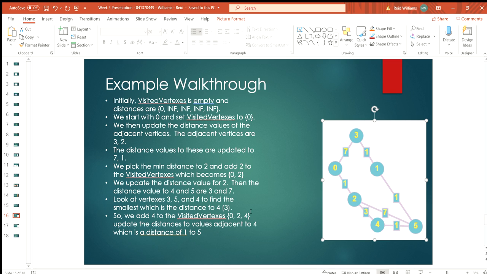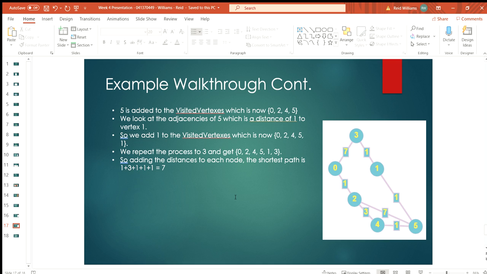I found a cool little node crafter thingy online, and after I made it I realized it's kind of simple in the way that I made this, so I apologize, but hopefully it still gets the point across. But we're at 4, and we see adjacent to 4 is 5 with the shortest distance of 1, compared to all of the other vertexes that still haven't been popped. So we pop over to 5, and 5 is added to the visited vertexes. So now we've got 0, 2, 4, 5.